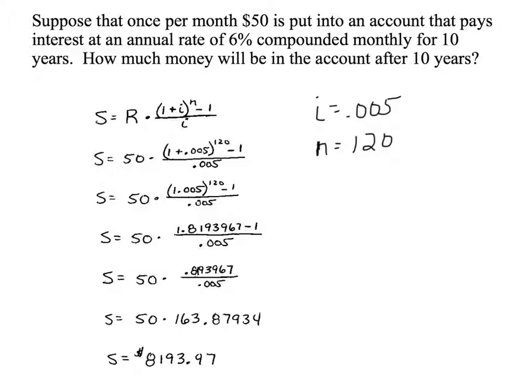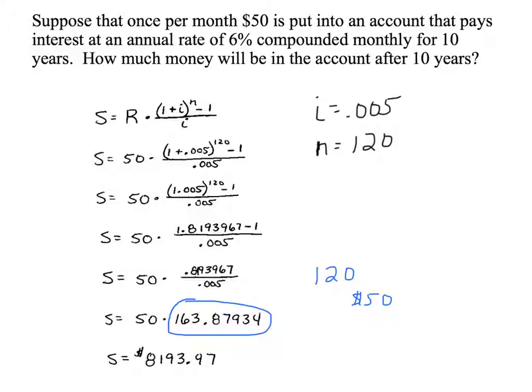I do want you to pay particular attention to one area here. When I did most of the calculations, I end up with 50 times 163.87934. I want you to think for a moment, if someone were to take that $50 and rather than putting it into an annuity, just stuffed it underneath their mattress for 10 years every single month, that would mean that they would have 120 $50 bills. Well, 120 $50 bills would give them a total of $6,000.